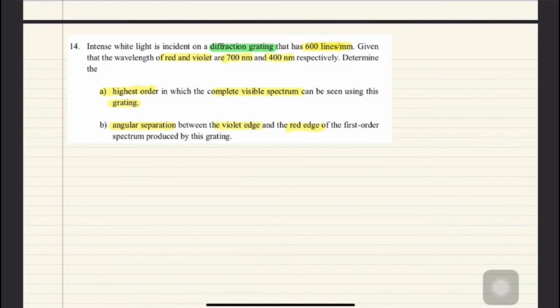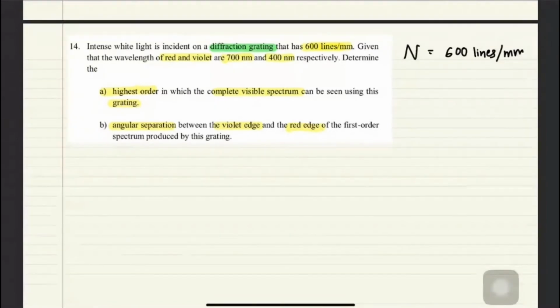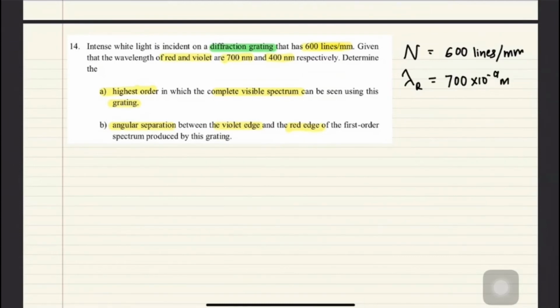Okay, as usual, extract the information first. The 600 lines per mm is your capital N. Per mm is your capital N, whereas D usually has units like mm per centimeter because it is the separation. Then for red, lambda R is 700, and for violet, lambda V is 400.